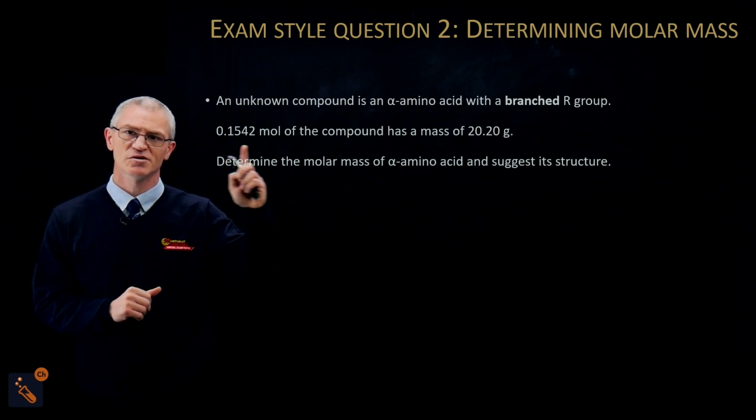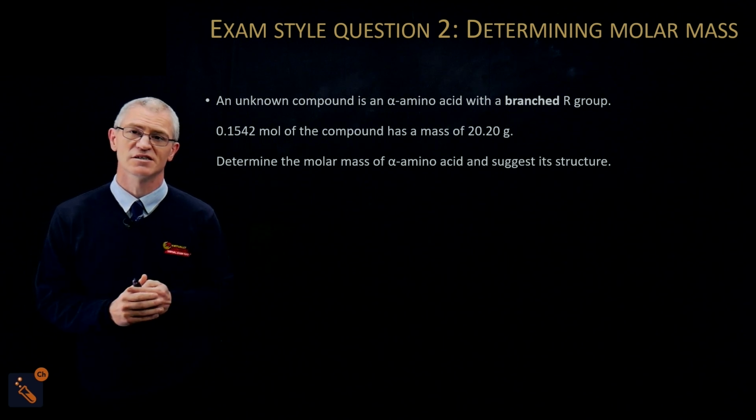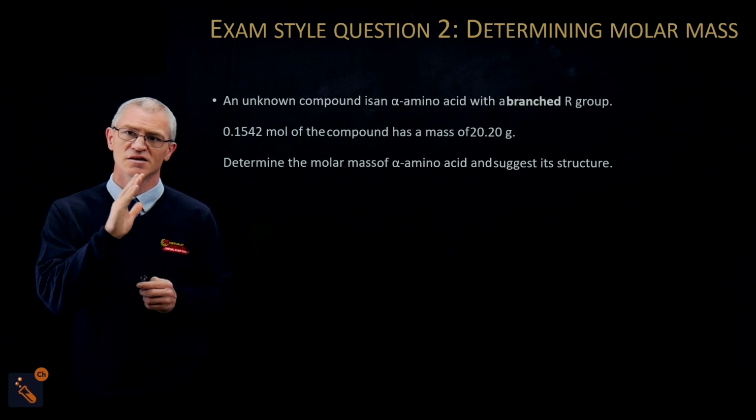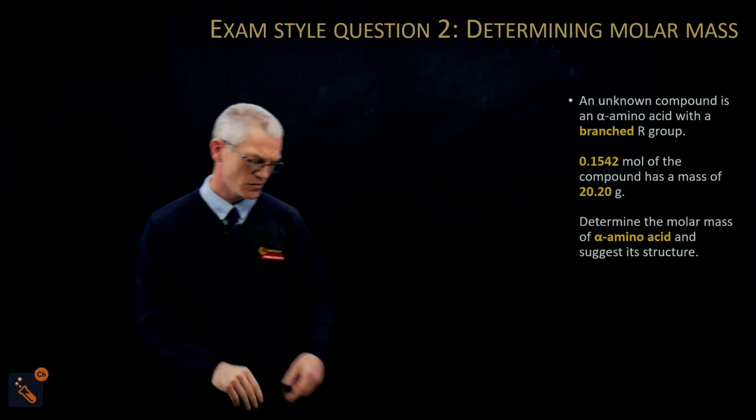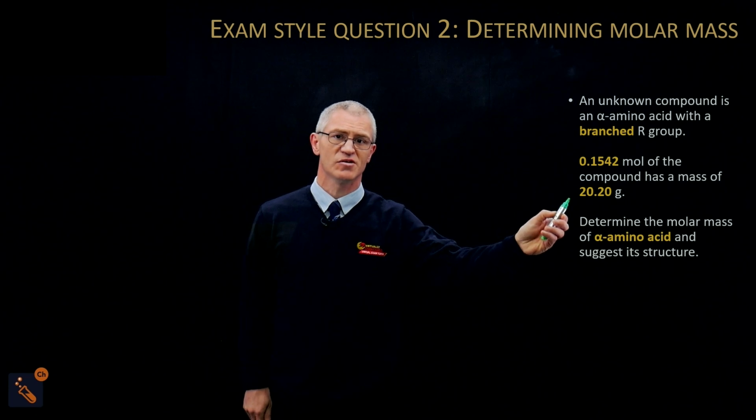It gives you the number of moles and gives you the mass, which means you can use that to calculate the molar mass or molecular mass. Determine that of the alpha amino acid, and suggest its structure. Let's put this over to the side and let's start working out. So we have bits of information: we have the mole and we have the mass here.